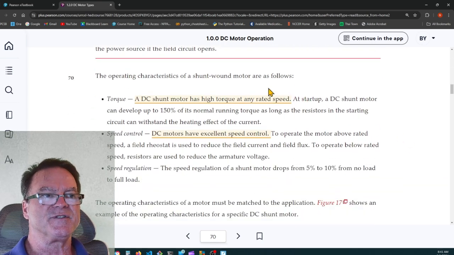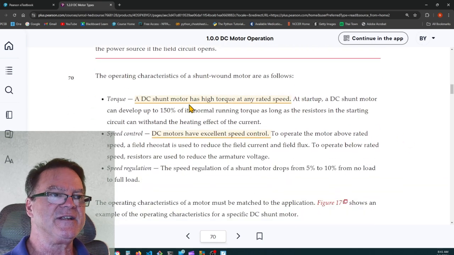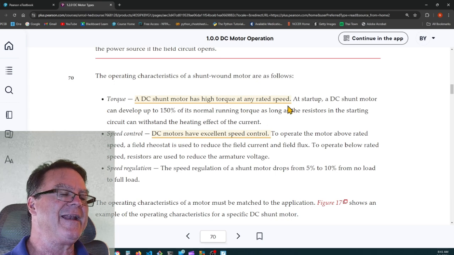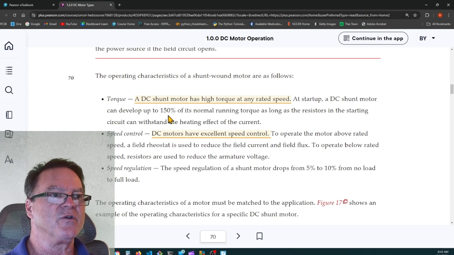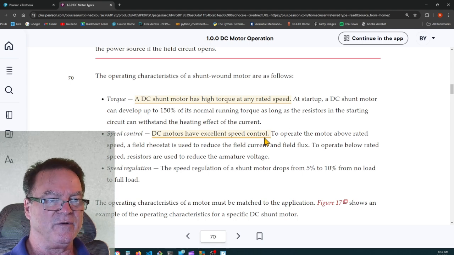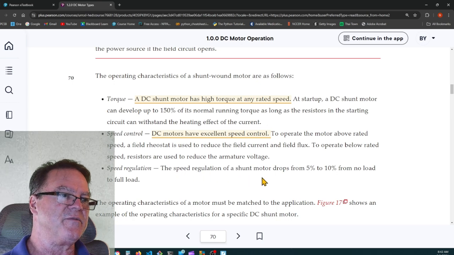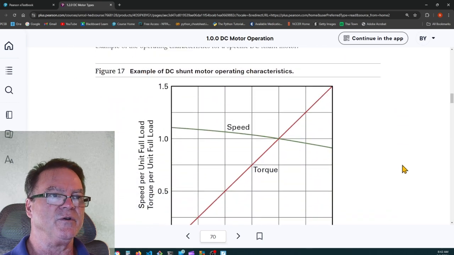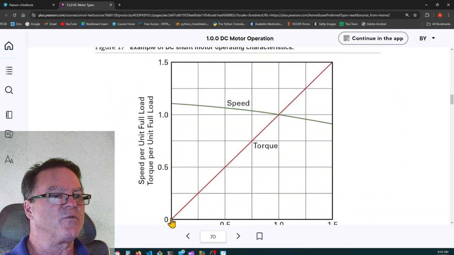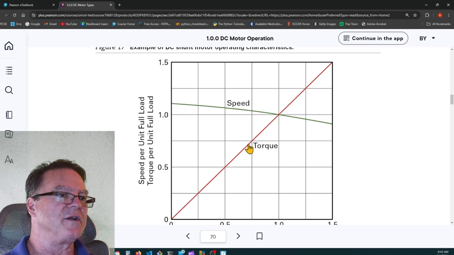So here are some characteristics of a shunt DC motor. A DC shunt motor has high torque at any rated speed. At startup, a DC shunt motor can develop 150% of its normal torque. Speed control. DC motors have excellent speed control. Speed regulation. The speed regulation of a shunt motor drops from 5 to 10% from no load to full load. And here they've graphed it. You can see the torque is constant. There's a constant torque with regard to speed.